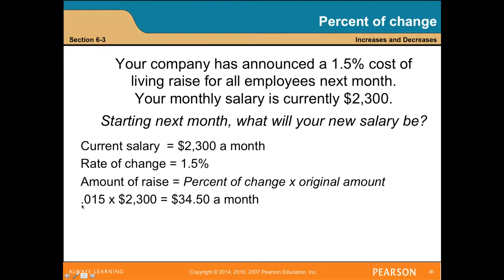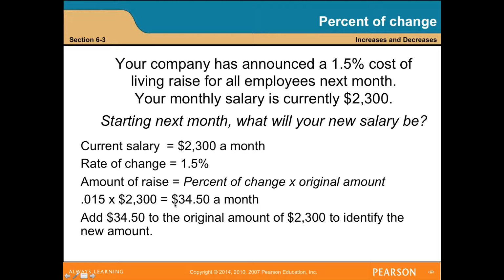So you can do 0.015 times 2,300, which equals $34.50 a month. Add $34.50 to the original amount of 2,300 to identify the new amount. And the new amount is 2,334. And if I remember correctly, there's also a different way of doing this.